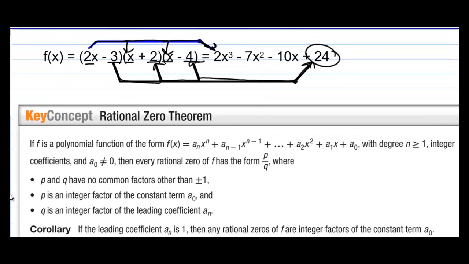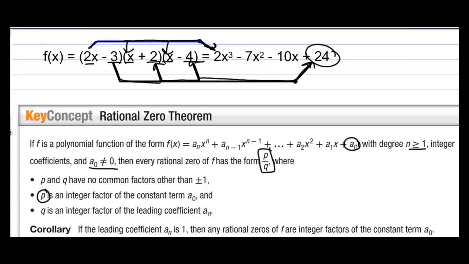Rational zero theorem. If f is a polynomial function of the following form, with degree n greater than or equal to 1, integer coefficients, and the last term is not 0, then every rational zero of f has the form p over q, where p and q have no common factors other than plus or minus 1. P is an integer factor of the constant term a sub 0, so they're saying p is all of the factors of a sub 0.